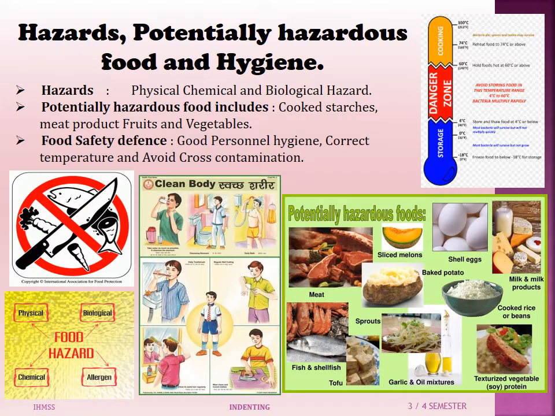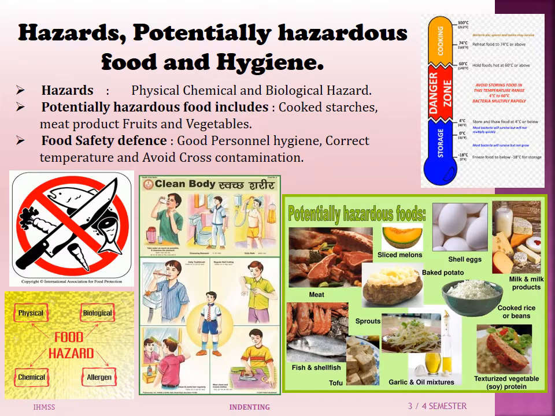Hazards, potentially hazardous food and hygiene. Here we can see a few pictures which we need to understand, and we need to take very good care, as well as knowing the potentially hazardous food and how our body needs to be kept clean in order to avoid hazards. We need to understand the physical, chemical and biological hazards, as food can be spoiled very easily, keeping in mind the danger zone, the temperature which needs to be maintained from 4 degrees Celsius to 60 degrees Celsius, but at times it is said to be 5 degrees Celsius to 63 degrees Celsius.